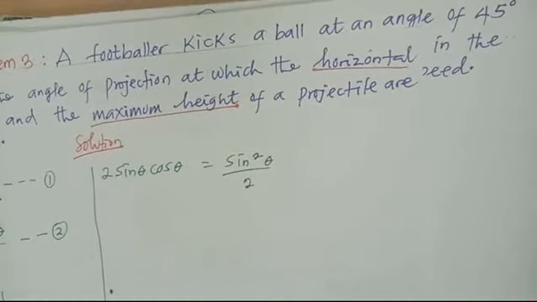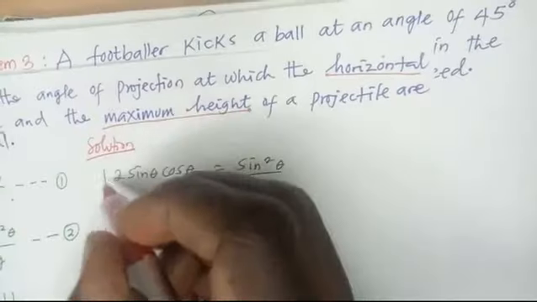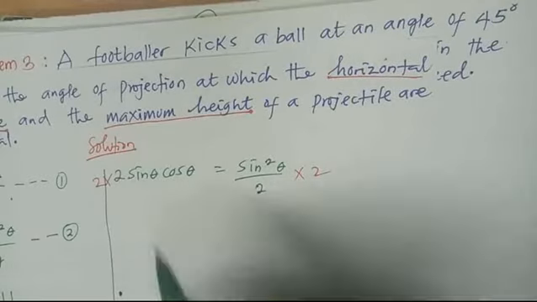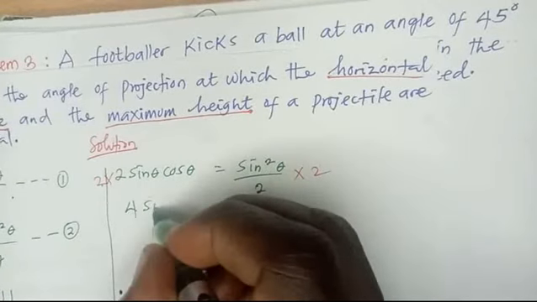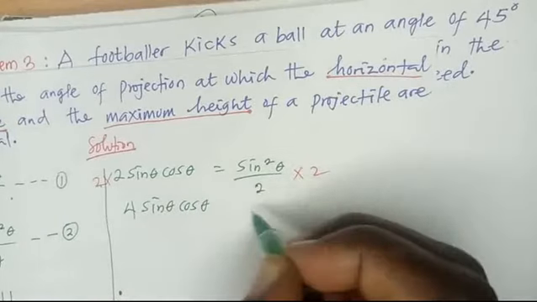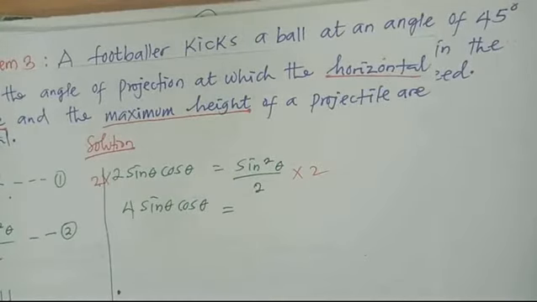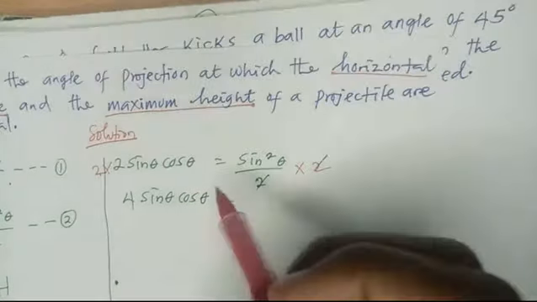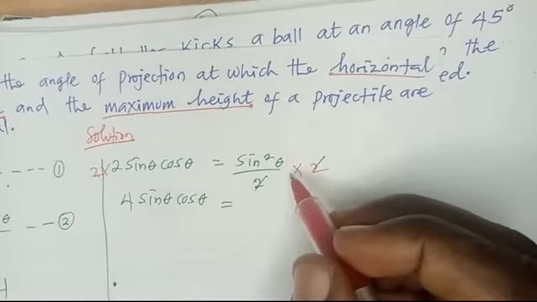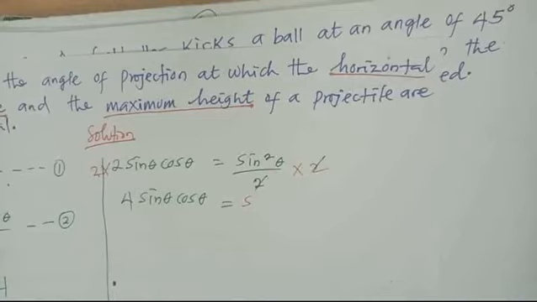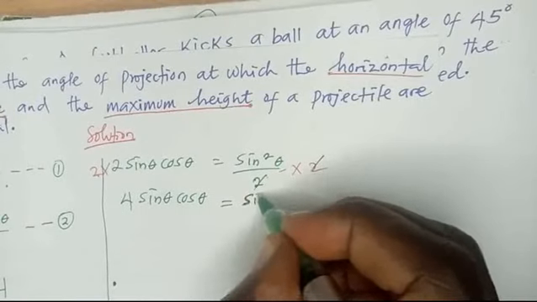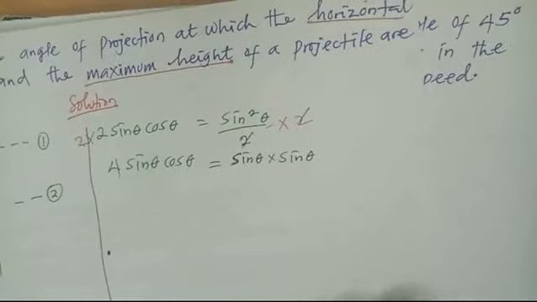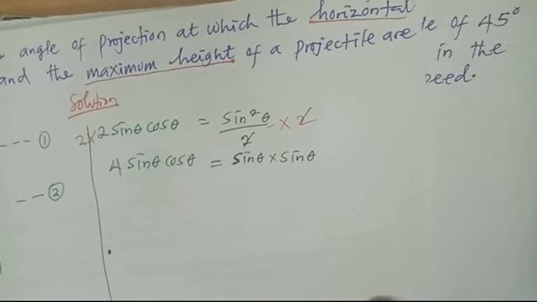Then we can multiply both sides by 2 to cancel the fraction. So this side should be multiplied by 2, and here 2 times 2 will give us 4 sine theta cos theta. On the other side, this 2 will cancel this 2, and you have sine square theta. Remember, sine square theta means sine theta squared, so I can write it as sine theta multiplied by another sine theta. This will give you sine square theta.